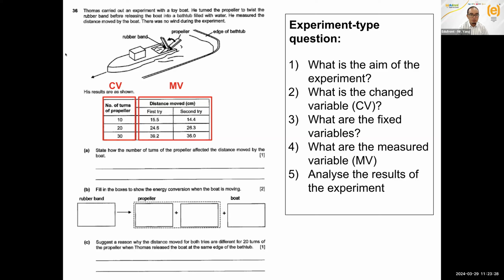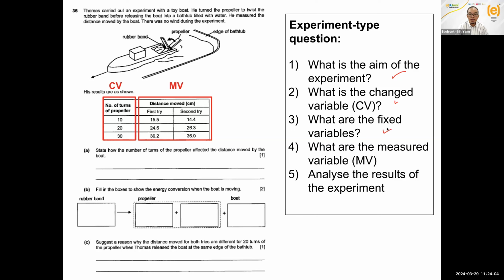Now remember, those of you in my class, each time when we see any experiment type question, these are some of the questions that we must ask ourselves. Number one, what is the aim of the experiment? Secondly, what is the change variable? There can only be one change variable in an experiment, otherwise it is not a fair test. The change variable is also known as the test variable.